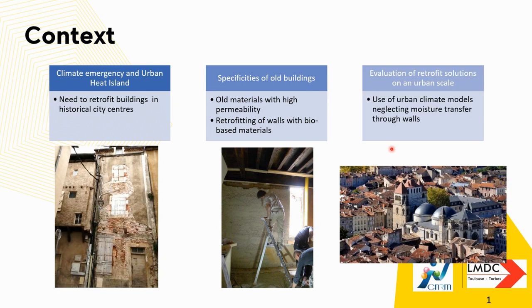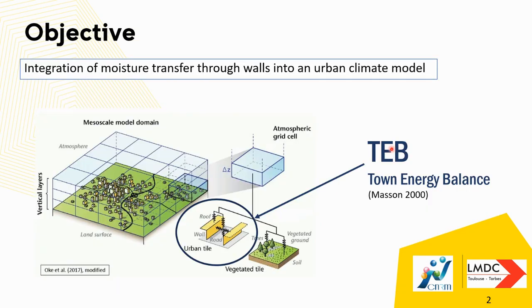Therefore, the objective will be to compare several scenarios, and for this we can use urban microclimate models. However, they are currently neglecting moisture transfer through walls. So we will work with the TEB model, Town Energy Balance. It is a multi-scale model. It can simulate street microclimate, the energy behavior of walls, heat transfer by conduction through walls, and the energy behavior of buildings.